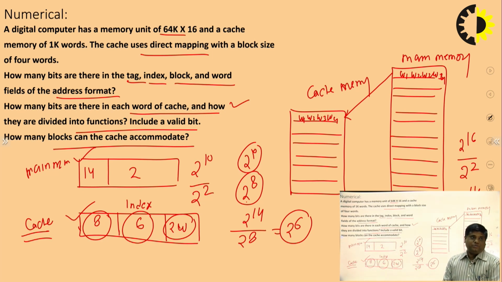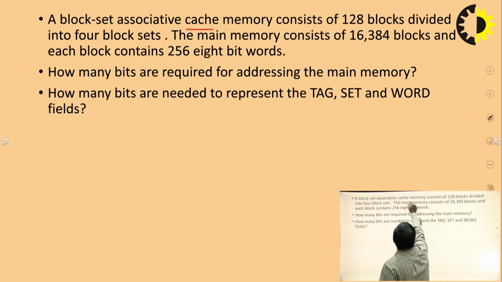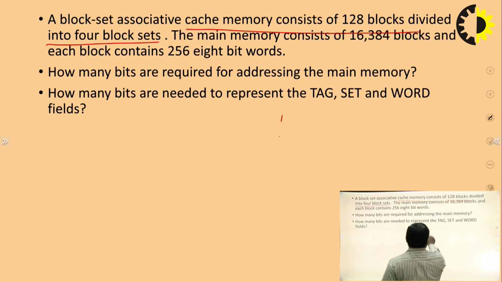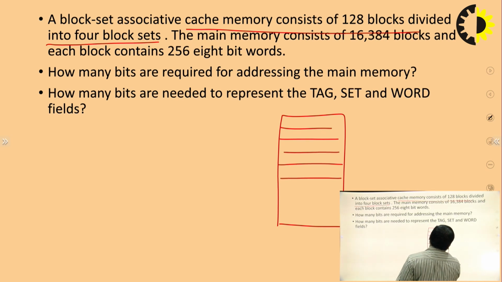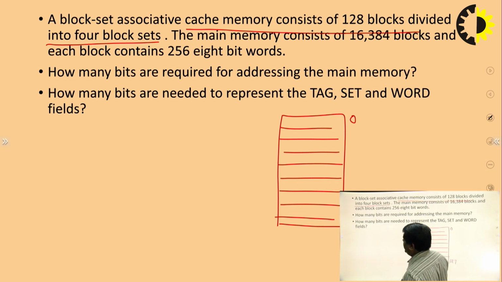We move to another numerical example for better understanding of cache mapping, that is known as set associative mapping. Now this is another example. What is the size of the cache memory? Here 128 blocks are given, which can be divided into 4 sets. How many blocks are available in the cache memory? Here 128 blocks are available in the cache memory, and it can be divided into 4 sets: set 0, set 1, set 2 and set 3.